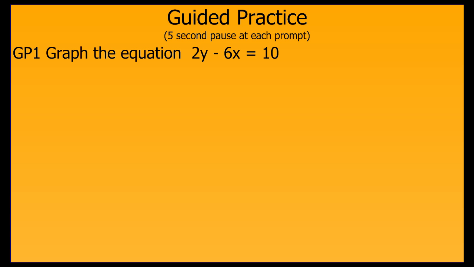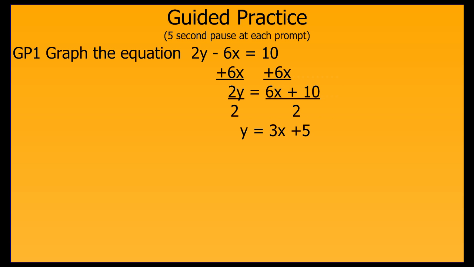What we're trying to do is graph the equation. Your next question is, what's our first step? Our first step is to solve for y because that makes it easier to generate a table of values. How do we do that? We add 6x to both sides. Now what? Divide both sides by 2.